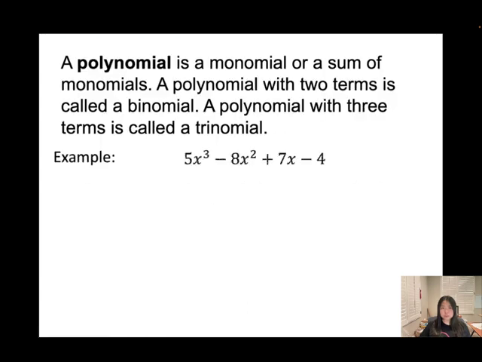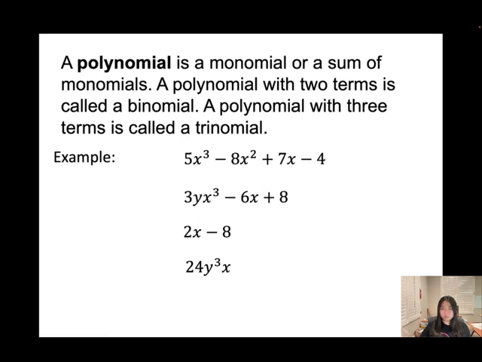Okay, polynomial. So look at this example. When we have only one term, we call this a monomial. When we have two terms, this is called a binomial. When we have three terms, 1, 2, 3, that's called a trinomial. When you have more than 3 terms, 4 or 5 or 6 terms, we call this a polynomial.